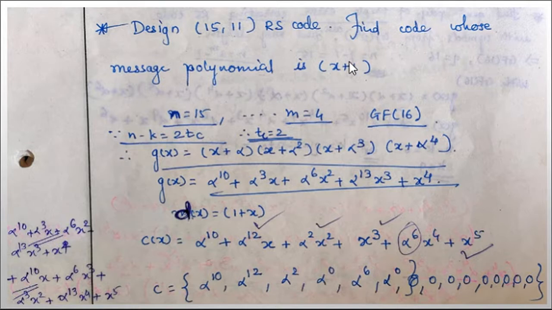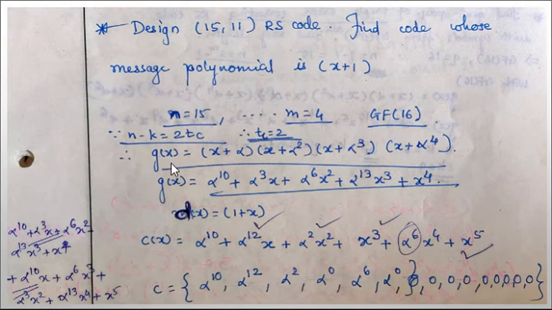Now, in the statement it is not mentioned whether to find the code with systematic or non-systematic nature, so we will proceed with the non-systematic approach. Let's proceed. Here 15 is the value of n and 11 is the value of k. So 15 minus 11 gives 4, which is equal to 2tc. So tc will be equal to 2.